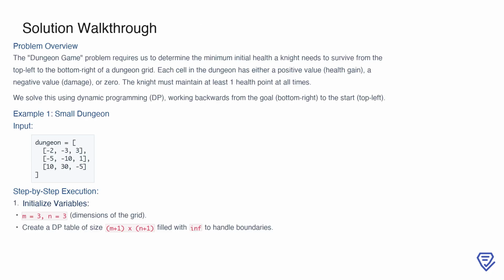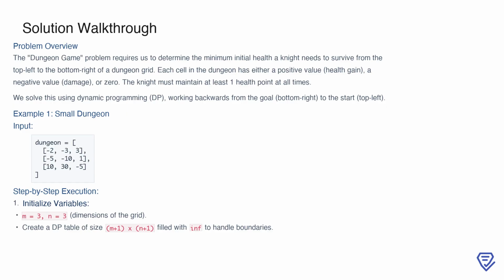This approach ensures that we account for all possible paths and guarantees the knight's survival while minimizing the initial health required. The dungeon game problem challenges us to determine the minimum initial health a knight must have to travel from the top left corner to the bottom right corner of a dungeon grid. Along the way, each cell either increases the knight's health, decreases it, or leaves it unchanged, and the knight must always have at least one health point to survive.